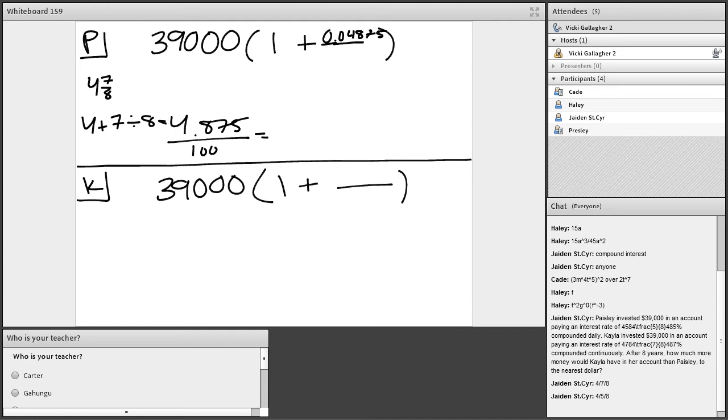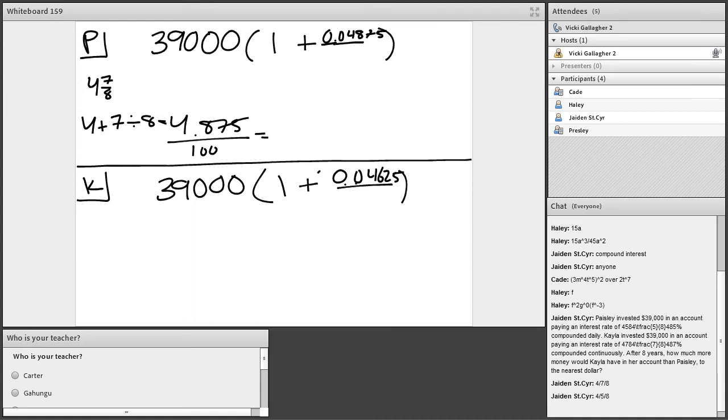And then we're going to do the same thing for the other one. So we'll do 4 plus 5 divided by 8, and then I'm going to divide it by 100. And for that one, I got 0.04625. Okay, so we have to change them from a mixed number into a decimal, and then we have to change the percentage into a decimal. So a couple things to make it a little bit easier to work with.